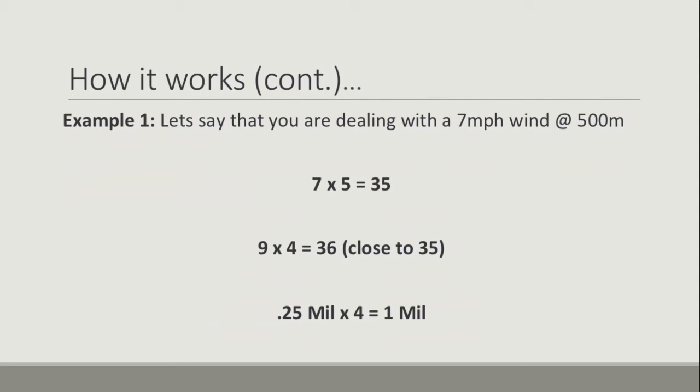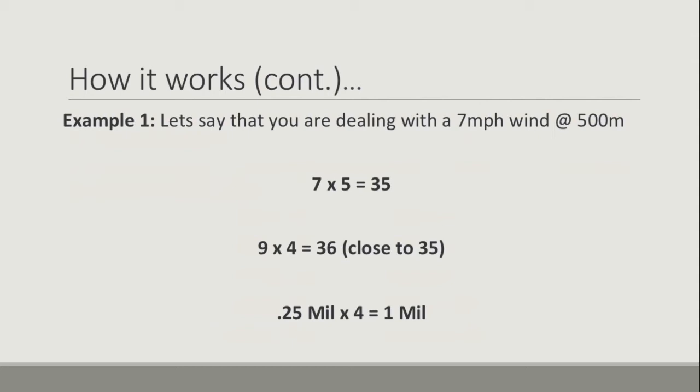Okay, and then it's simply a case of how many nines fit into 35, or a number close to 35. In this instance, 9 multiplied by 4 gives us an answer of 36, which is close to 35. So 4 becomes our magic number. Because we know that 9 equals a quarter of a mil, we go quarter of a mil multiplied by our magic number of 4, and we get an adjustment or a hold of 1 mil.